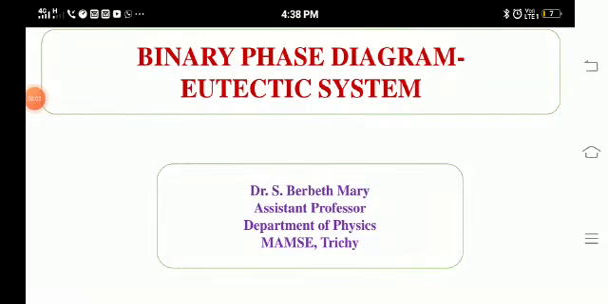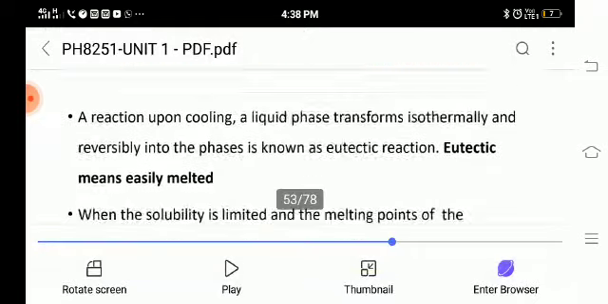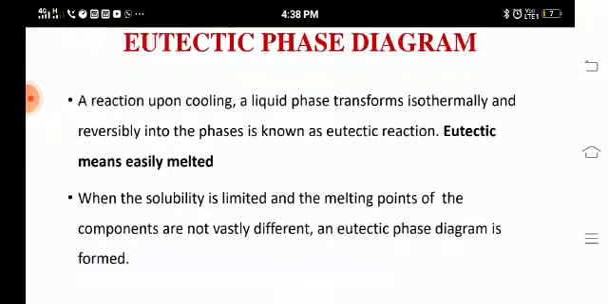Good morning to all. Now we are going to discuss a binary phase diagram with an example of eutectic system. First of all, what is a eutectic phase diagram? A reaction upon cooling, in which a liquid phase transforms isothermally and reversibly into two solid phases, is known as a eutectic reaction. Eutectic means easily melted.